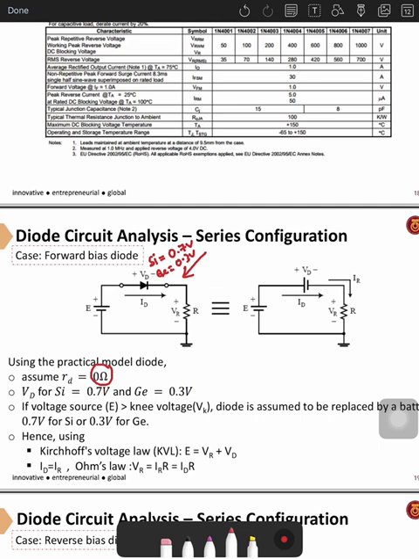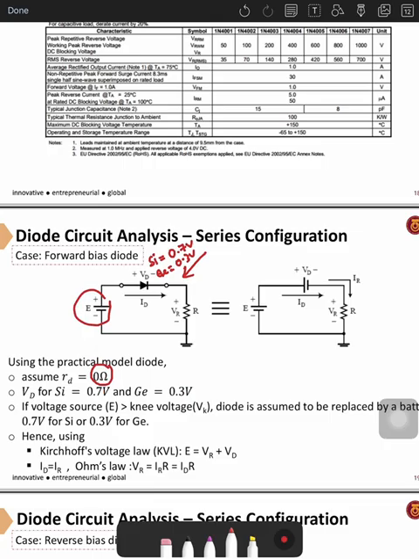Then after that, you have to identify whether the voltage source here exceeds, for example if you use the silicon diode, 0.7 volt. If so, we can proceed with the analysis.